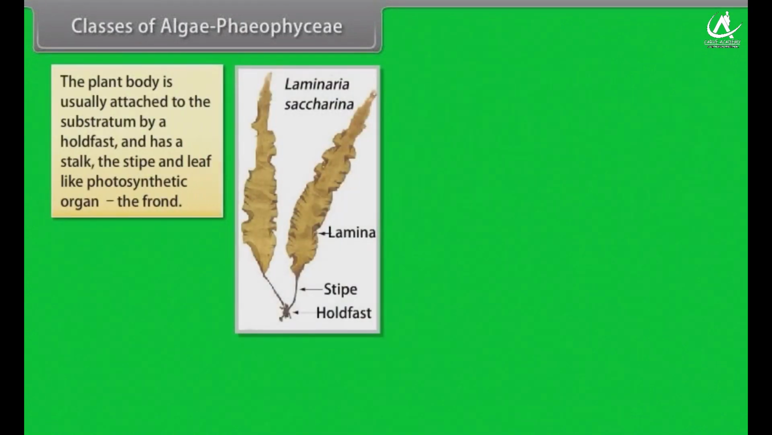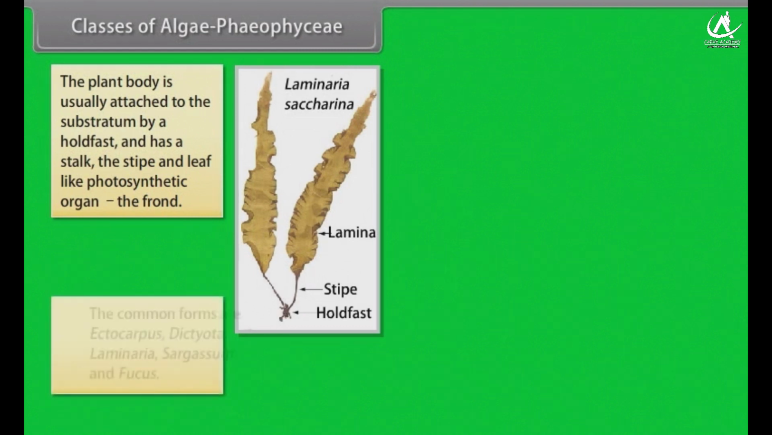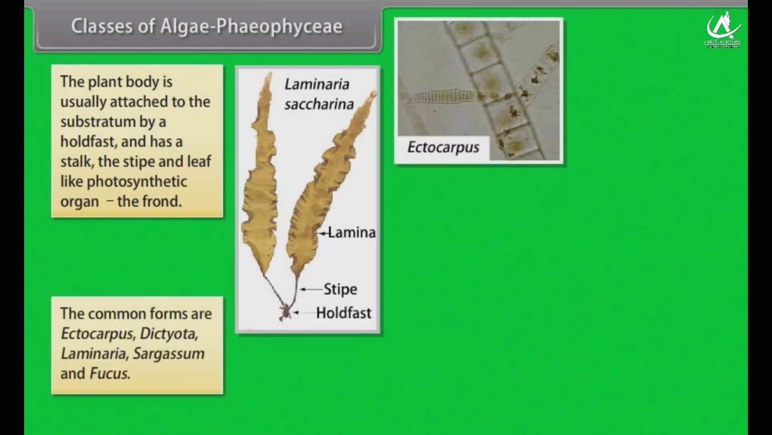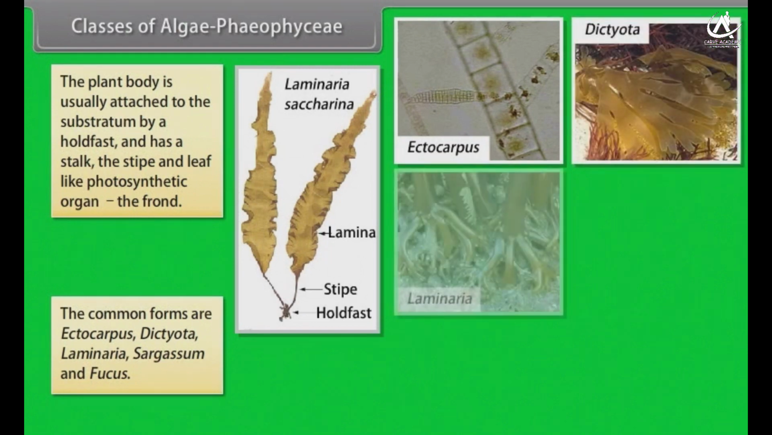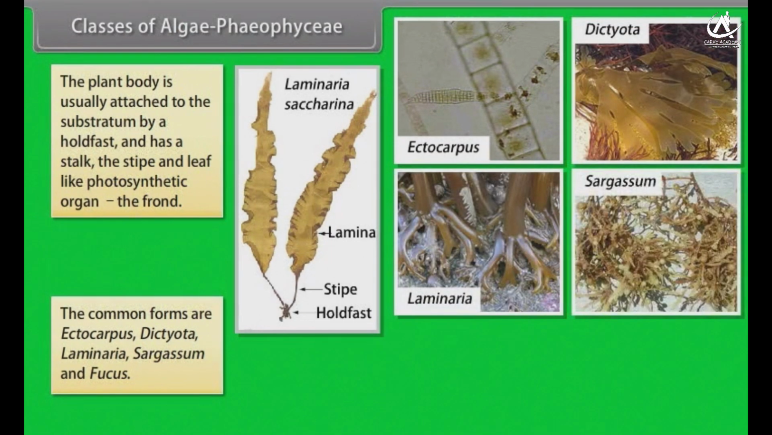The plant body is usually attached to the substratum by a holdfast and has a stalk, the stipe, and a leaf-like photosynthetic organ, the frond. The common forms are Ectocarpus, Dictyota, Laminaria, Sargassum, and Fucus.